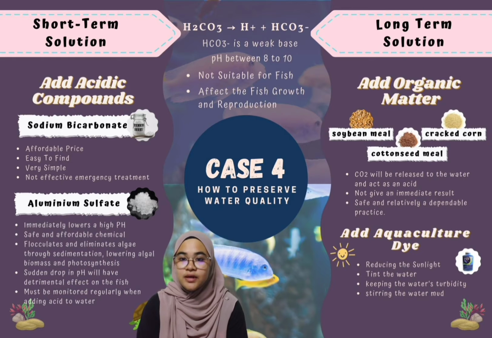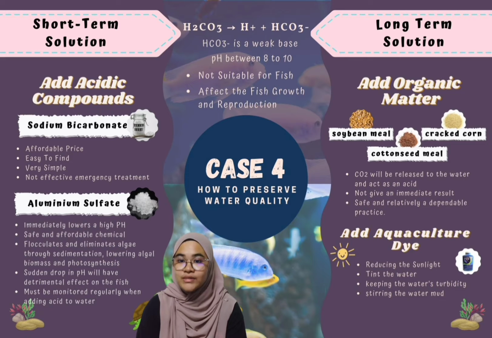Carbonic acid is a chemical compound that is made of carbon, oxygen, and hydrogen. The product, bicarbonate ions, is a weak base and has a pH between 8 to 10. A pH value higher than 7 means that the alkalinity of water is high and not suitable for the fish. The best pH for fish is between 7 to 9. Carbonic acid has a high pH, which will affect the fish growth and reproduction.